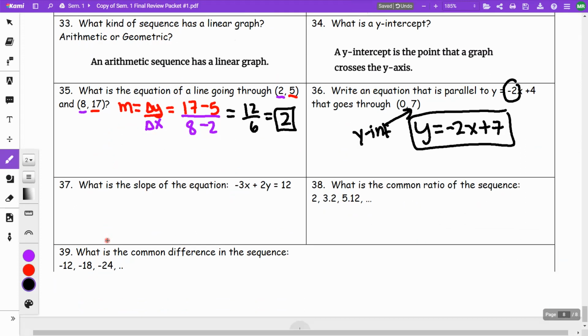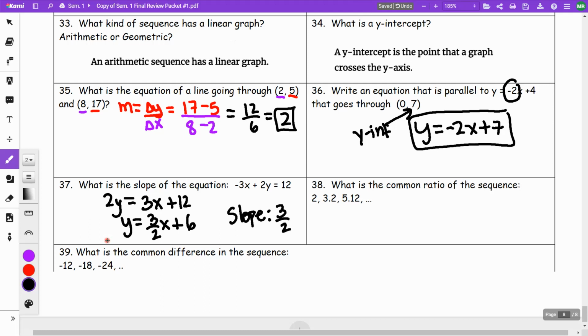The slope of this, you can't determine the slope until you get your y by itself. So here, let me move it over. So I'm going to have 2y is equal to a positive 3x plus 12. I am going to divide by 2, so I'm going to have 3/2 x plus 6 when I divide both of them by 2. So my slope is 3/2.